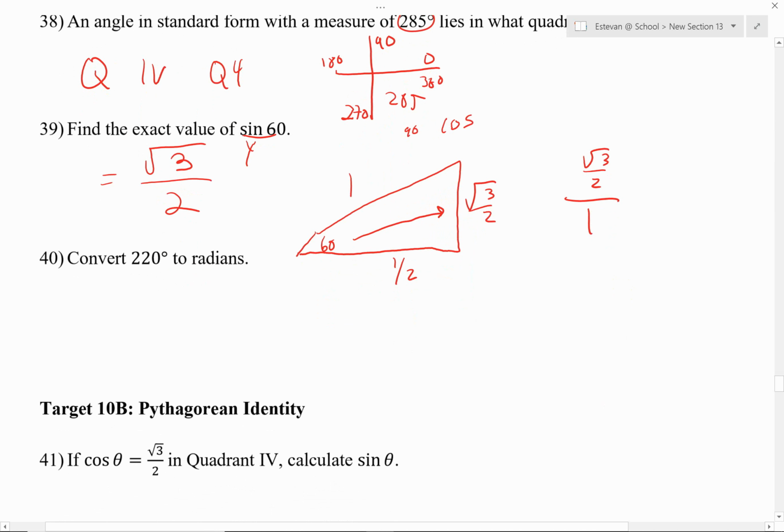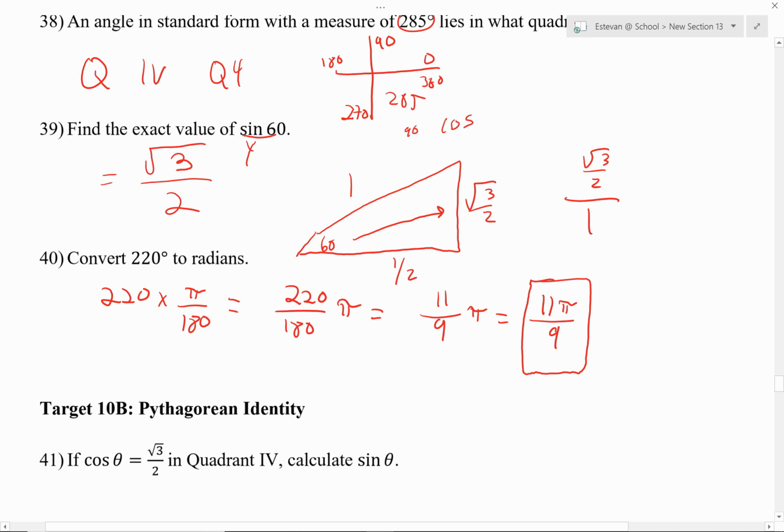40, convert 220 degrees to radians. So this one is 220 degrees times pi over 180. So that is saying 220 divided by 180 pi. Simplify the fraction. So 220 over 180 will be 11 over 9 pi, which a lot of people will write as 11 pi over 9 for radians.